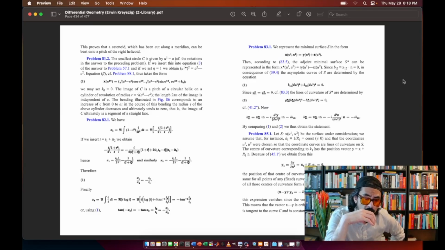We have that x1 equals the real component of the integral of (1 minus t squared) times i over 2t squared dt, which is equal to the real component of negative i over 2 times the fraction with numerator 1 plus t squared over denominator t. If we insert t equals t1 plus i times t2, we obtain negative i over 2 times the fraction with numerator 1 plus t squared over denominator t.